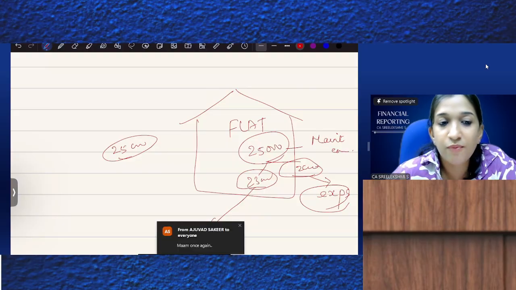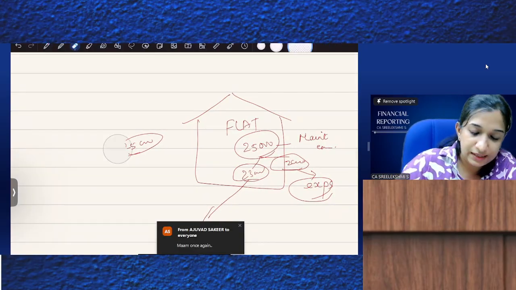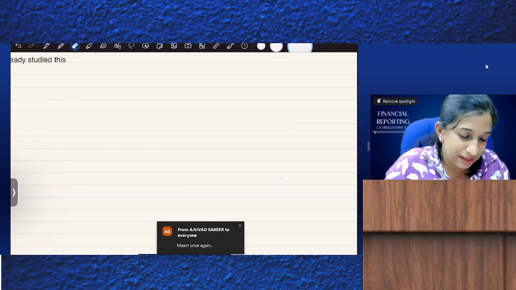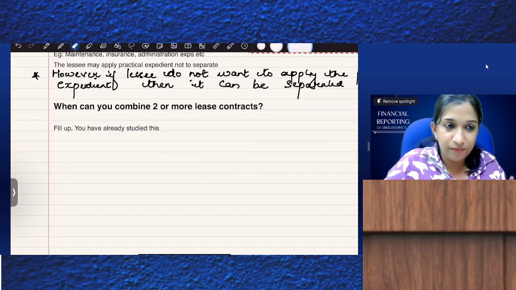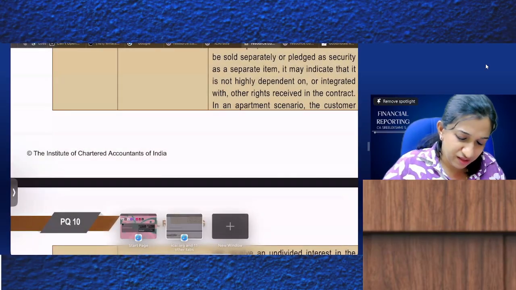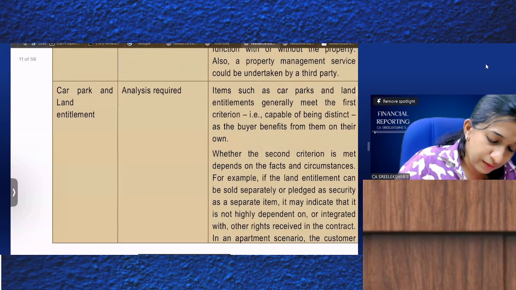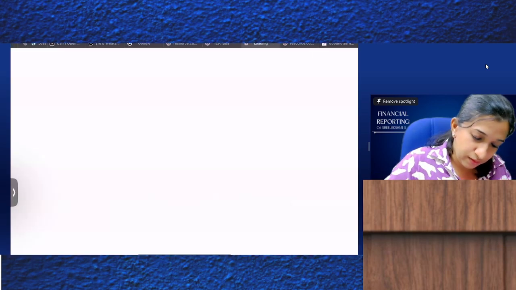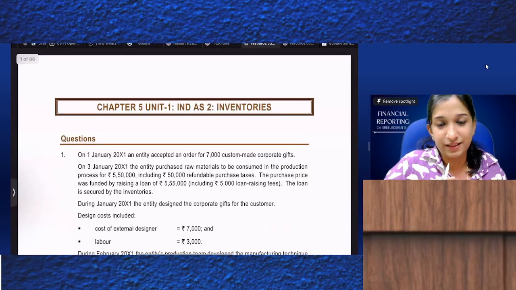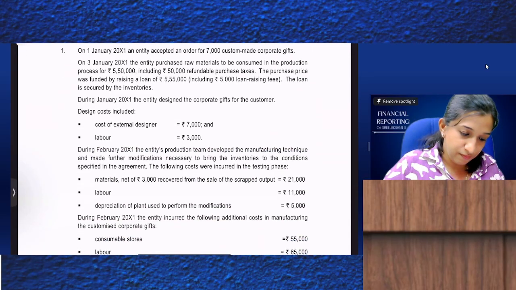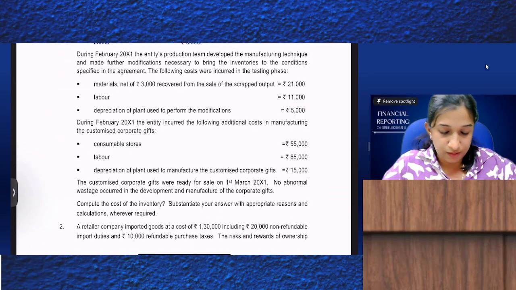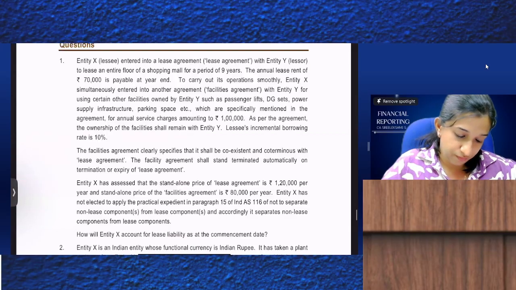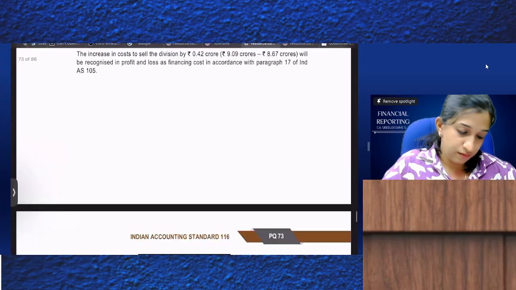Once more. Okay. Let me take a question, just for more clarity. It's not an illustration, it's a practice question.